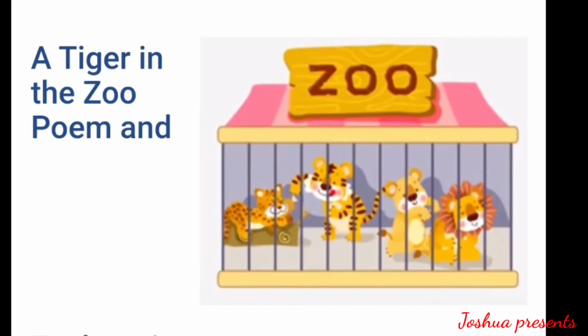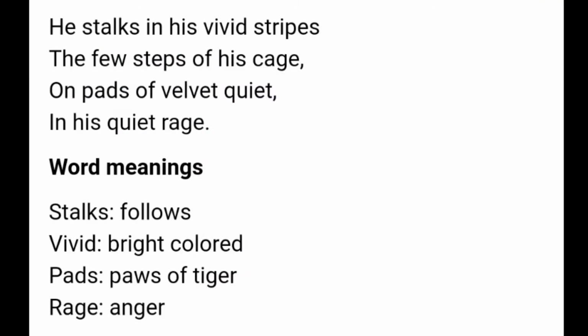A Tiger in the Zoo. First stanza. He stalks in his vivid stripes the few steps of his cage, on pads of velvet quiet in his quiet rage. He stalks in his vivid stripes. What is stalks? It means follows. He follows in his bright colored stripes on the body. You can see how the tiger is in the zoo.